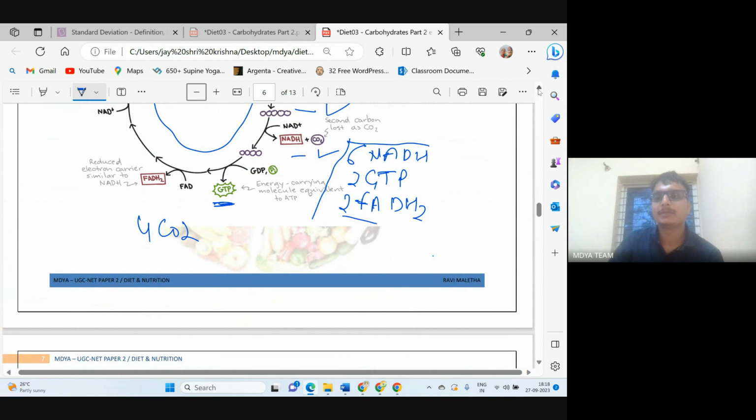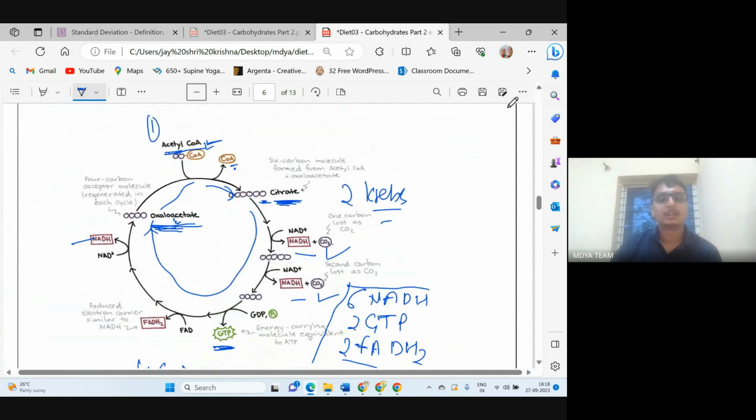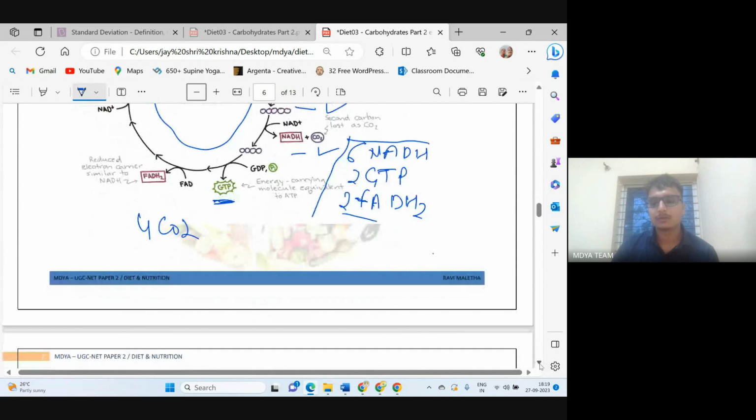So the question can be like this: how many molecules of carbon dioxide are evolved from one molecule of glucose? Or it can be like this: how many molecules of carbon dioxide are released in a single cycle? So for this, you have to clear your concept.